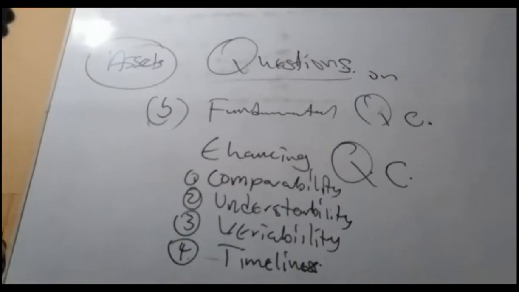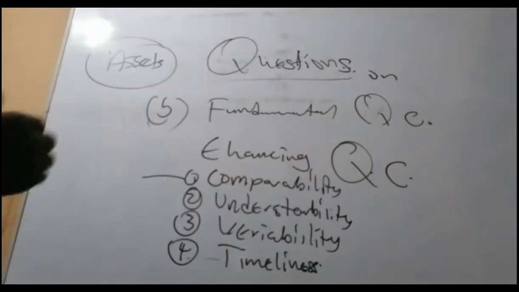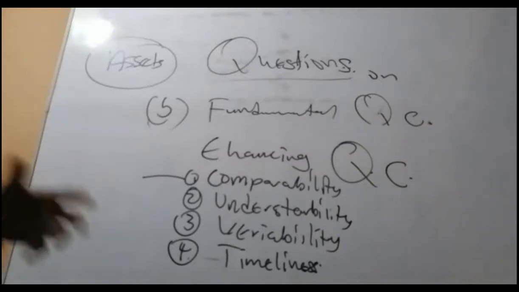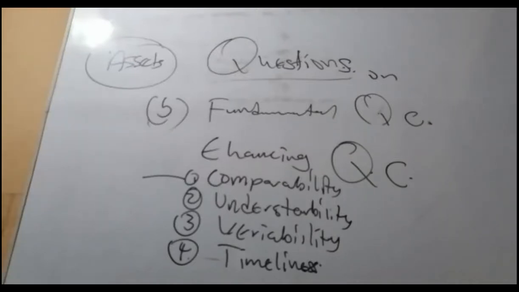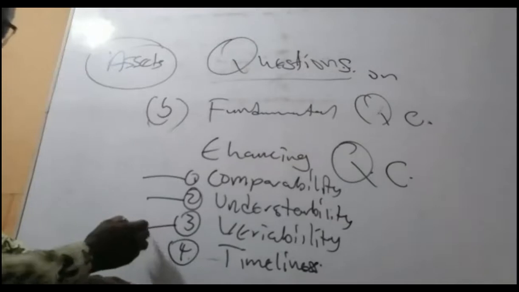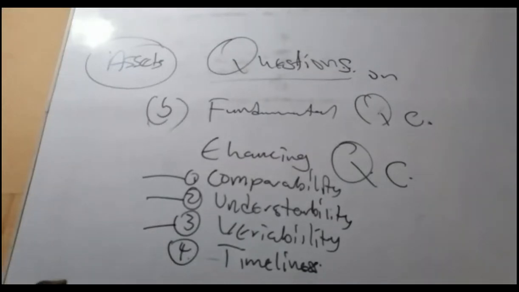So let me just explain them. The financial statement that we are presenting must be easily compared to other entities. For that matter, they must be consistent in the accounting policies and the assumptions or the estimates. And there must also be a disclosure. Understandability: the financial statement must be readily understood by the users. For that matter, the users have a reasonable knowledge about the operations of the entity.